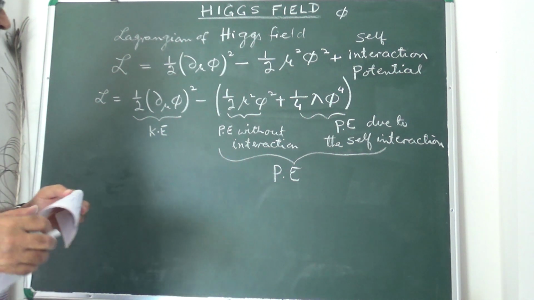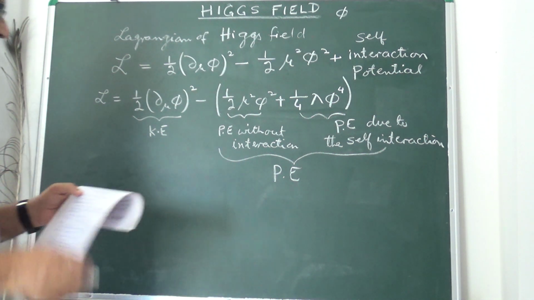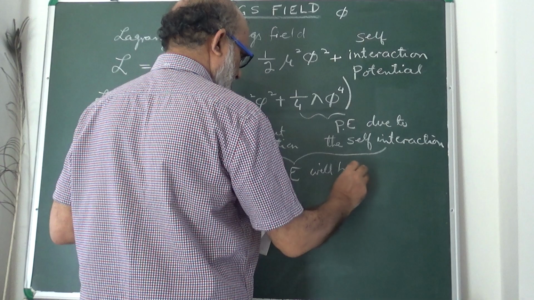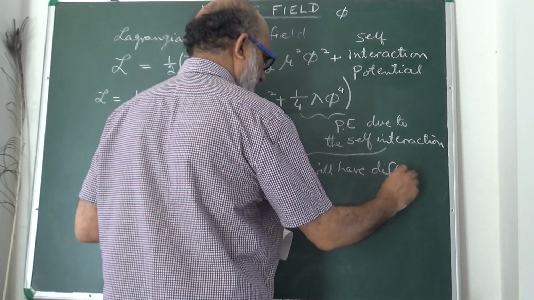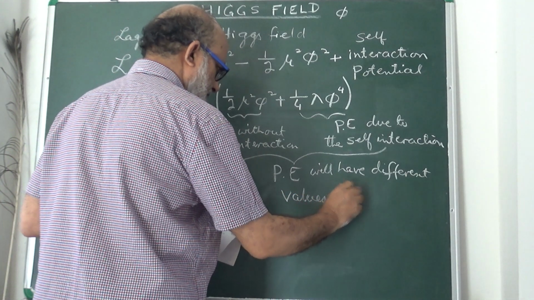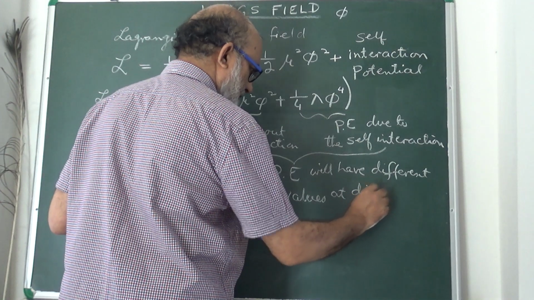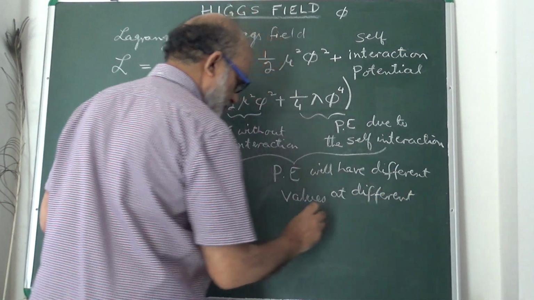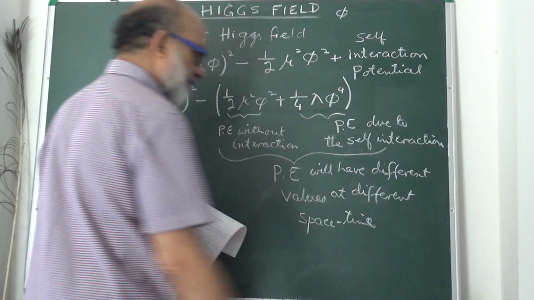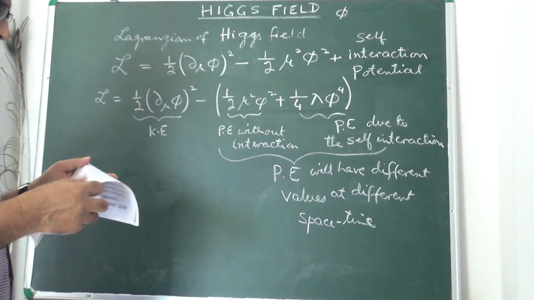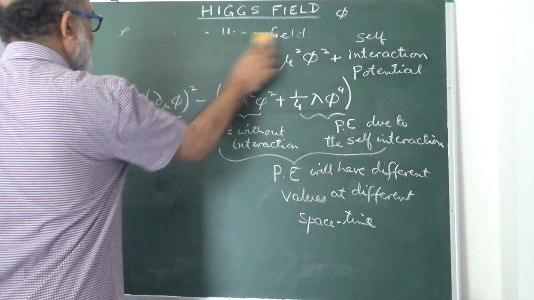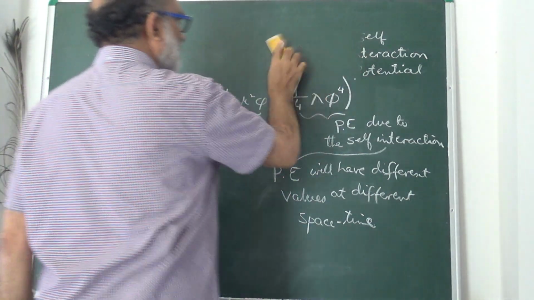Now this potential energy will have different values at different positions and times, that is, different space-time values. This is all about the Higgs Lagrangian. Now we will do spontaneous symmetry breaking.